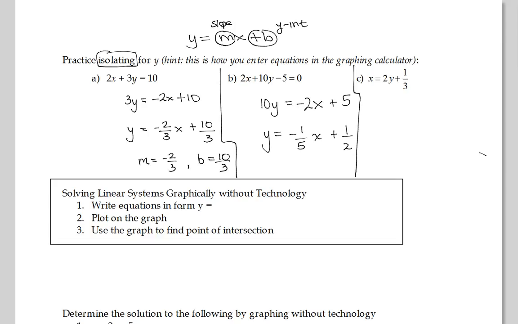Now C is a little bit different. Why is C a little bit different? Because the y is on the right-hand side. And it's positive on the right-hand side, so I'm okay with leaving it there. So I'm actually just going to move the 1/3.